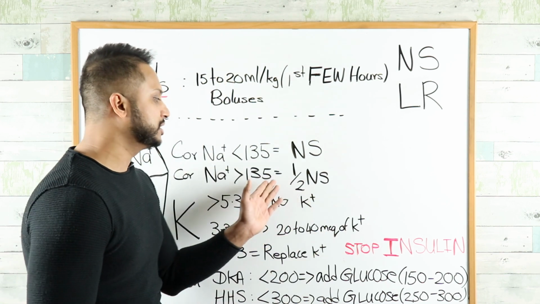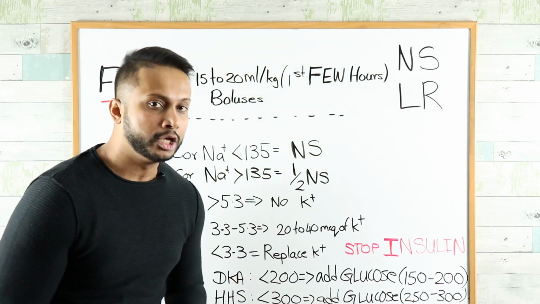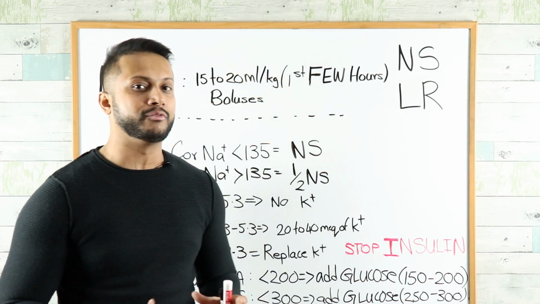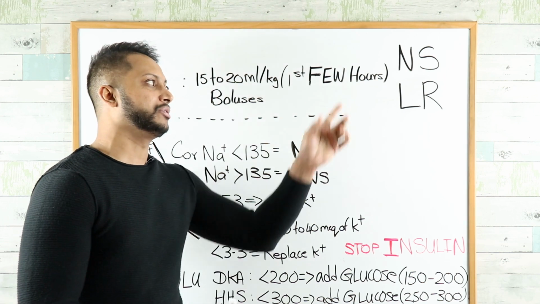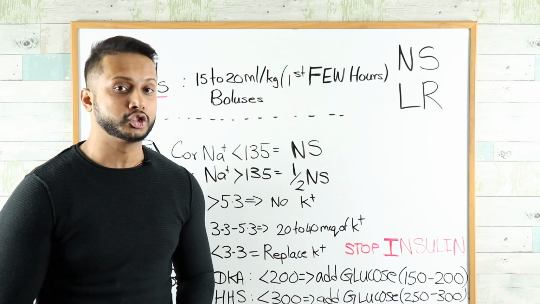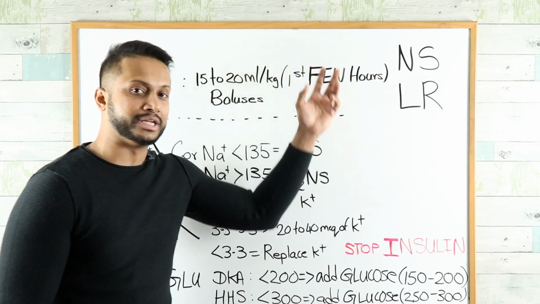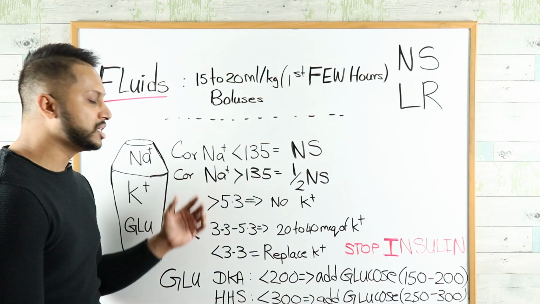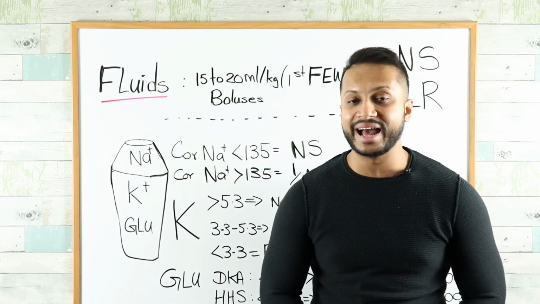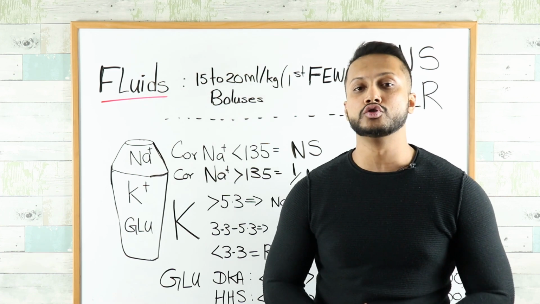Now remember, this theory does not apply to your first few hours. First few hours I will only use normal saline or Ringer's lactate. Remember, you're trying to expand volume intravascularly in the initial part, and the only one that can do that very efficiently is isotonic fluid. So it must be normal saline or Ringer's lactate during your initial phase. However, during your maintenance phase, it all depends on your corrected serum sodium. Greater than 135, you will use half NS. If it is below 135, you will use normal saline.